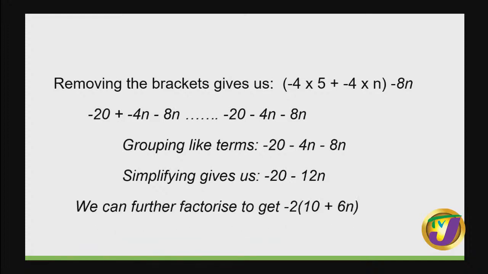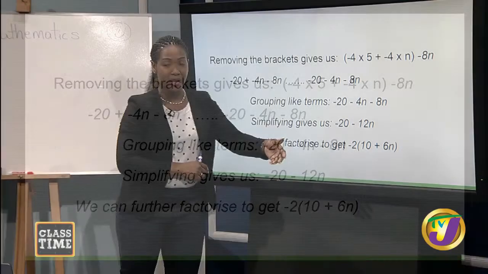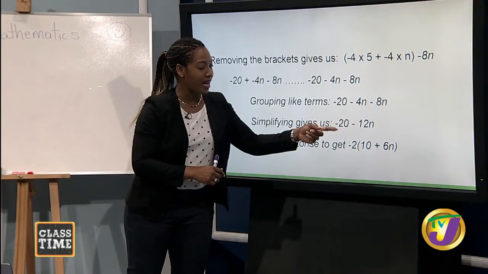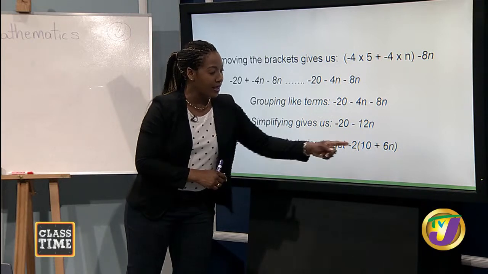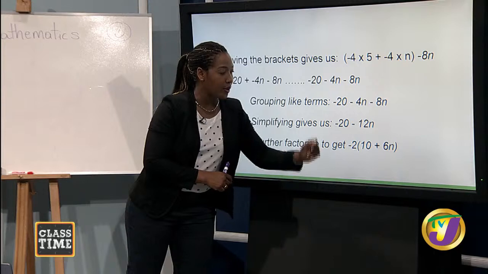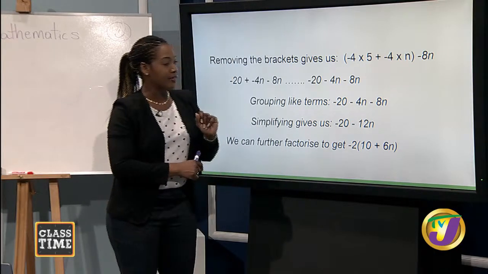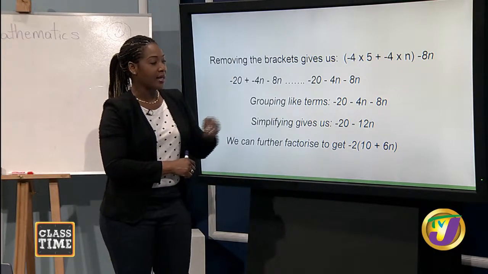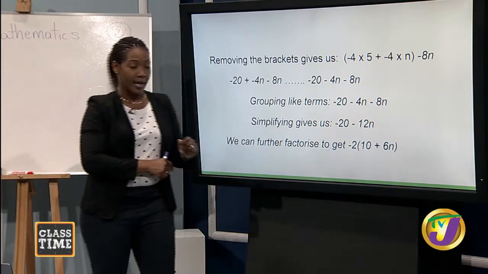There are common factors with negative 20 and negative 12n. So we can factorize negative 2, giving us 10 from the negative 20. What do I mean factorize? Negative 2 divided into negative 20 gives me 10. Negative 2 divided into negative 12n gives me positive 6n.